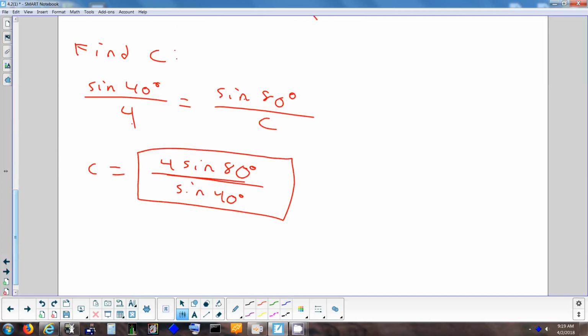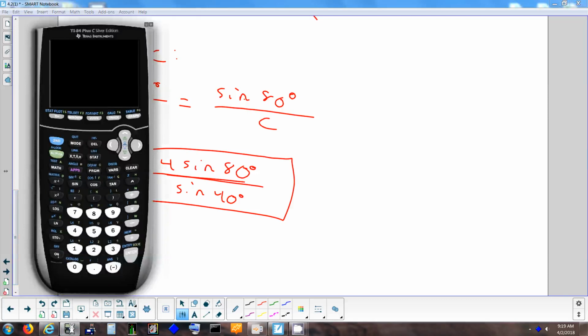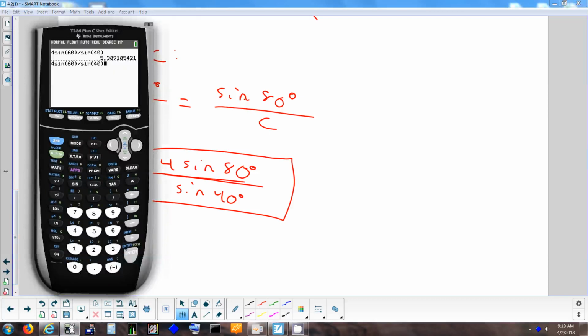Any questions on what we need to type in for C? Okay, don't try to do anything fancy like say 80 divided by 40 and simplify it. Just type it in exactly the way you see it. You can't do anything with that. Just use your calculator. Also, a lot of the calculations you type in are pretty repetitive. So if you can bring up the last one you typed in, usually you only have to change one number. So this is 4 sine 80 divided by sine 40. Or if you don't have that, just type it all in again.